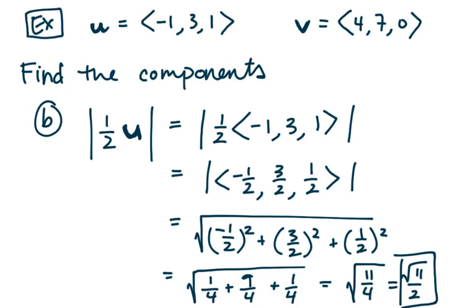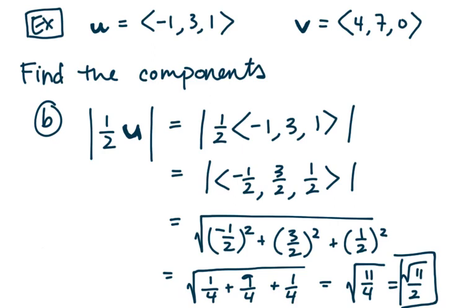Now, magnitude is not a vector. Magnitude is the measure of length for this vector, for 1/2 of u. So that would lead me to believe that the magnitude of u would be root 11.